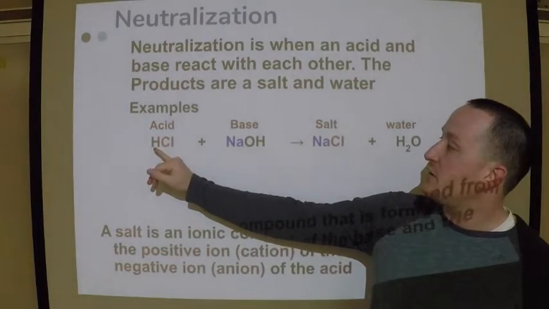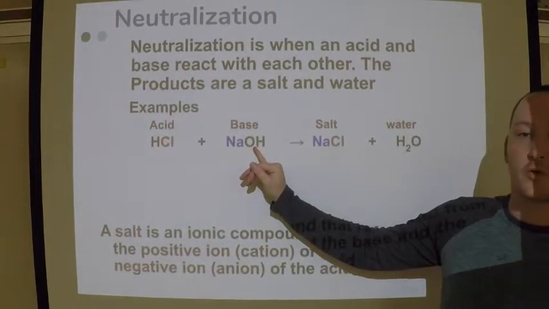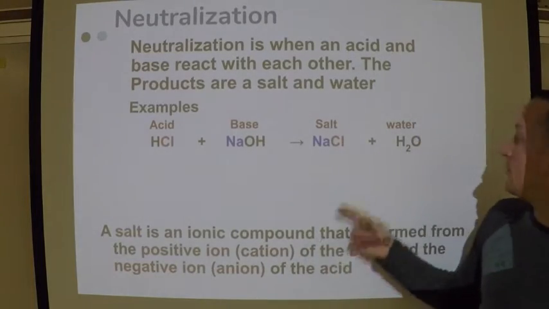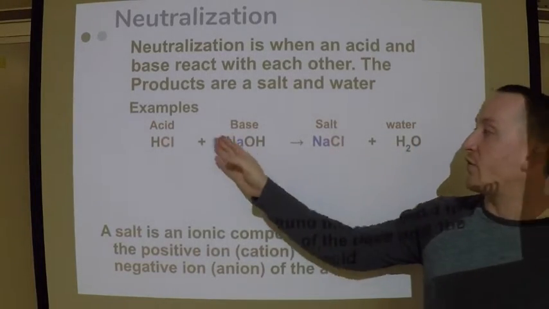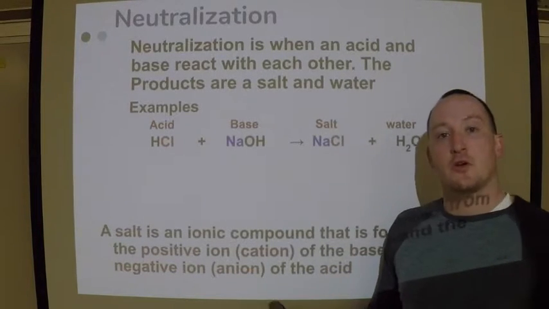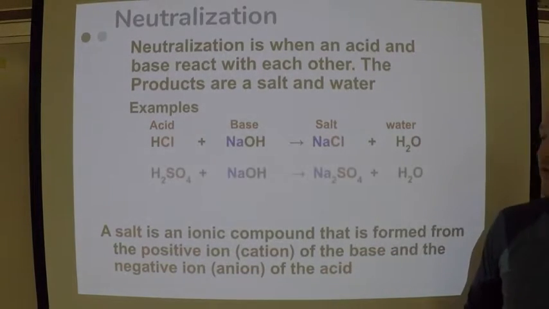The products of a neutralization reaction are always a salt and water. What happens in this reaction is hydrogen goes with hydroxide. When H and OH combine, that gives us H2O. That's the water. What's left over, the Na and the Cl, becomes the salt. So I'm going to show you another example of one for this reaction.